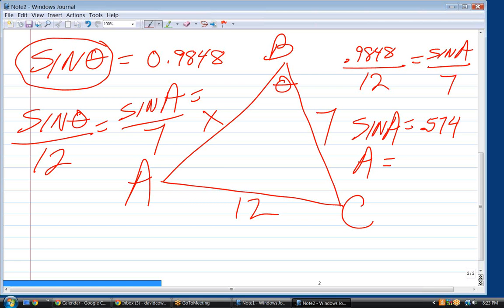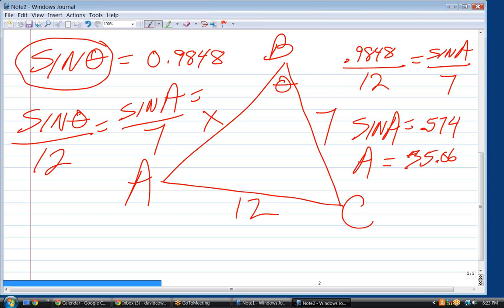Okay, now tell me what A equals, and here's where you use the ambiguous case. In other words, take the inverse sine of 0.574. 35. How much? 35.065. Okay. At this point, we try to figure out, can A also be supplementary to that? In other words, are there two solutions here? This is definitely one solution.